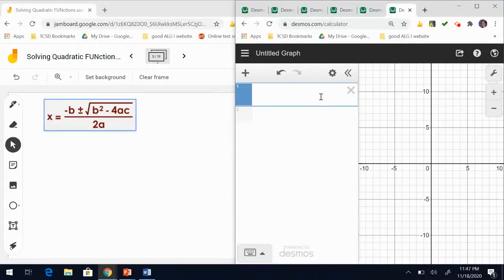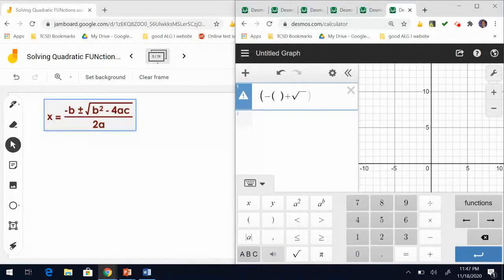Let's go parenthesis, because I want to do the top first. Negative parenthesis plus the square root of parenthesis squared minus 4 times A times C. I'm going to use that last parenthesis here.